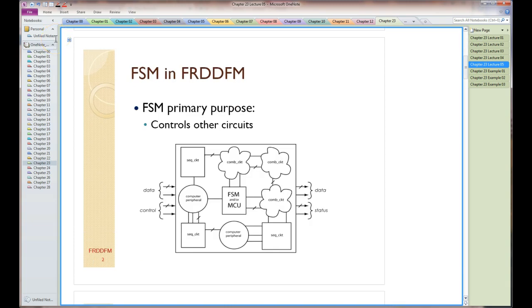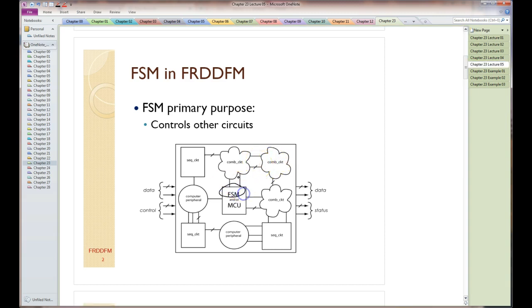So this is our favorite model that we've been using over and over again. The idea is this is our digital circuit. This picture is actually from Chapter 1, where we have a bunch of digital modules under the control of something. What we're moving towards is controlling these modules with a state machine. Typically in real life you can also control them with a microcontroller. So these modules can be anything. What's listed here is sequential circuits, combinatorial circuits, and computer peripherals, which is once again an idea for another course.